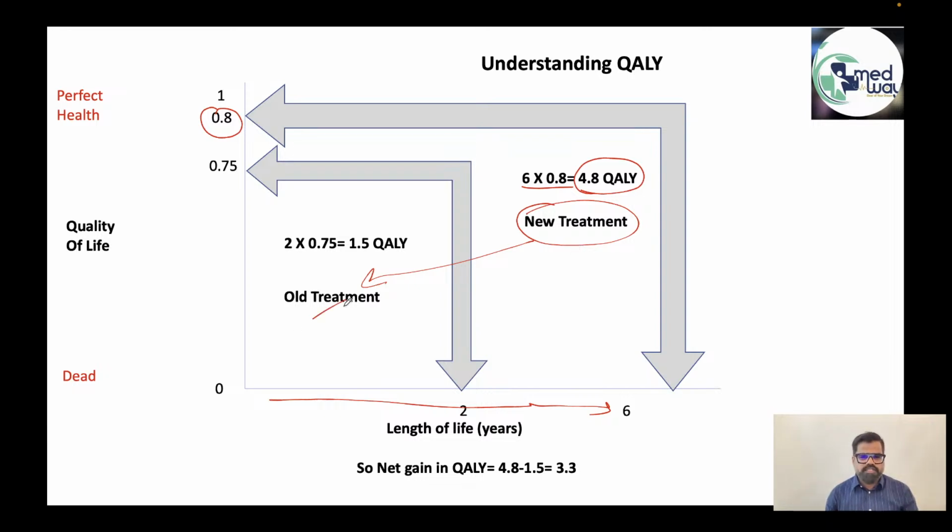So why will I go with this? Let me go with this. So net gain in QALY is 3.3. So QALY measures the value of interventions, which treatment you should take. Obviously anyone will go with this. Why will they go with the old one when it is only increasing 1.5 QALY?